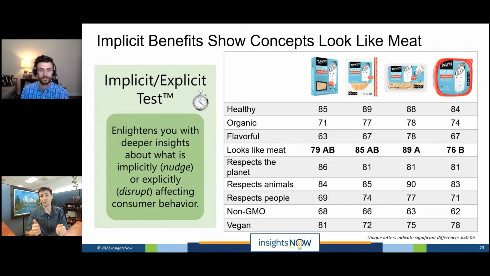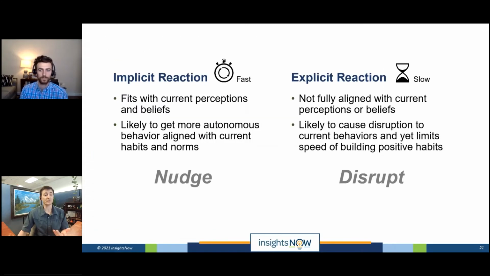So the real question moving forward would be, if I want to understand what looks like meat really means to people, is that something that is going to be beneficial for Tofurky because it's not meat, right? So is it going to be beneficial for them, or is it going to be something that is problematic for them? So this is where we get to dig a little deeper into implicit and explicit test scores and actually move into understanding the fast reactions versus the slow reactions.